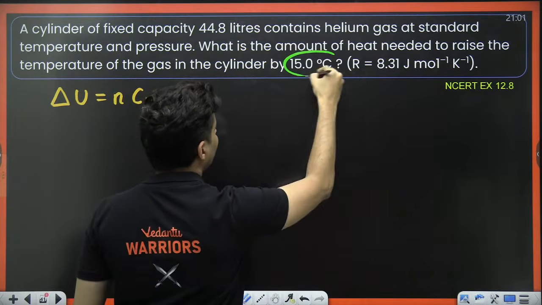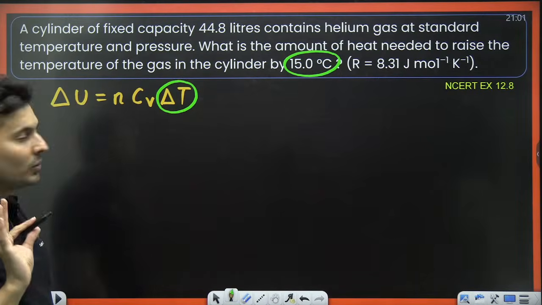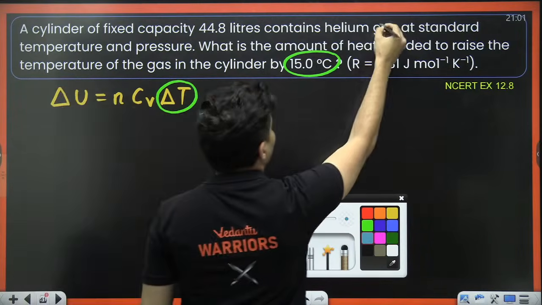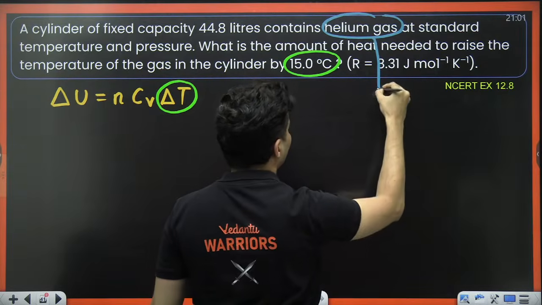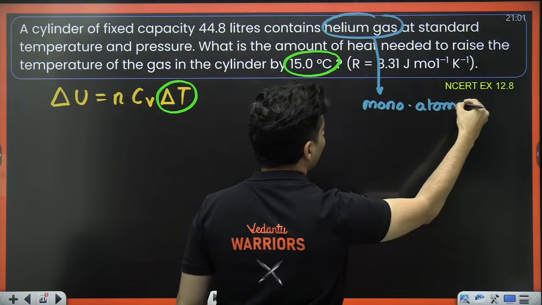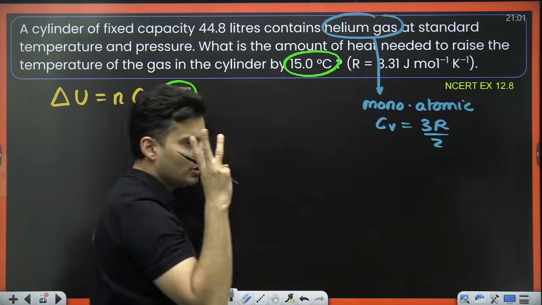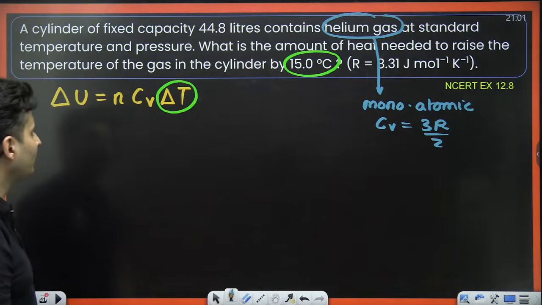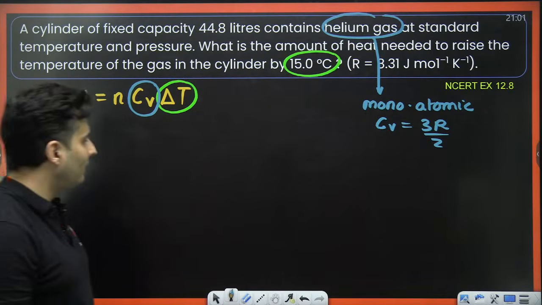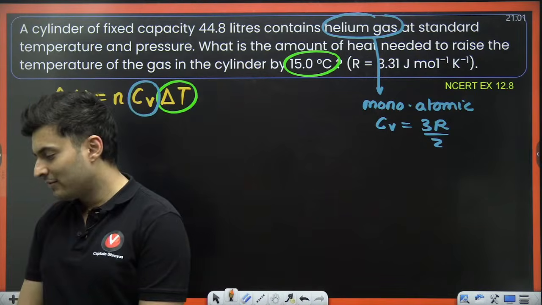See, the change of the temperature I know is 15. That value I know. Next important term over here, because it is given that it is helium gas, that means it is a monoatomic gas. That means what is the value of CV? It will be 3R by 2, 3 degrees of freedom, so 3R by 2, f R by 2. So I got the value of CV also. What I don't know is the value of n. Can you figure out the value of n, my dear students? How many of you can figure out the value of n?